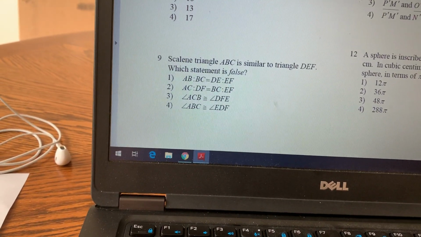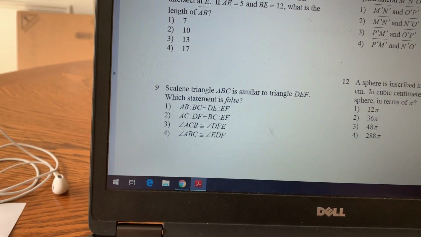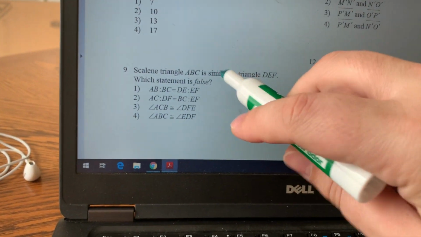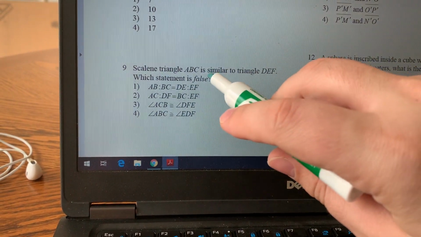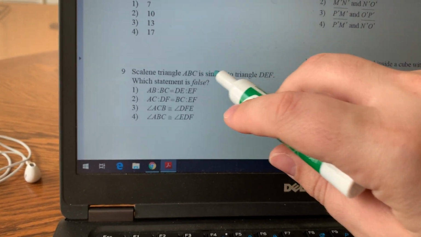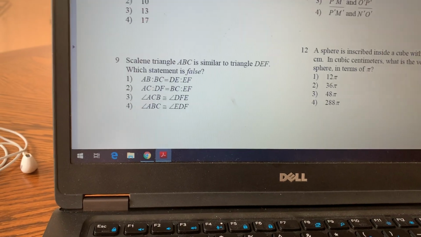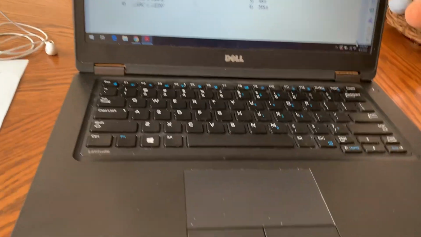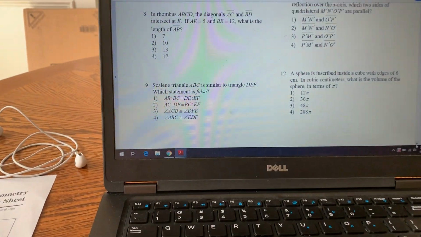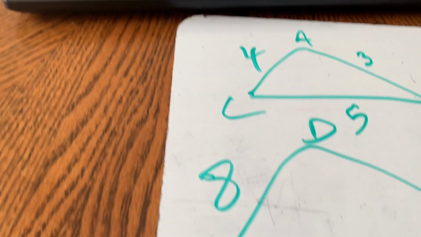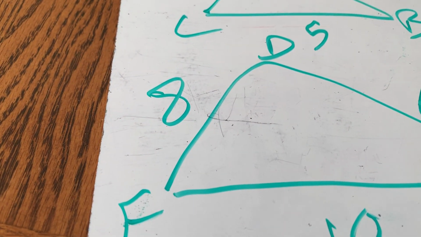AC over DF is equal to BC over EF. AC, first and third letters. DF, first and third letters. Okay, that matches. BC, second and third letters. EF, second and third letters. So hopefully it matches up. Let's look. All right, we got AC, which is 4, over DF, which is 8. So this is what I was trying to do earlier, but with the other ones.